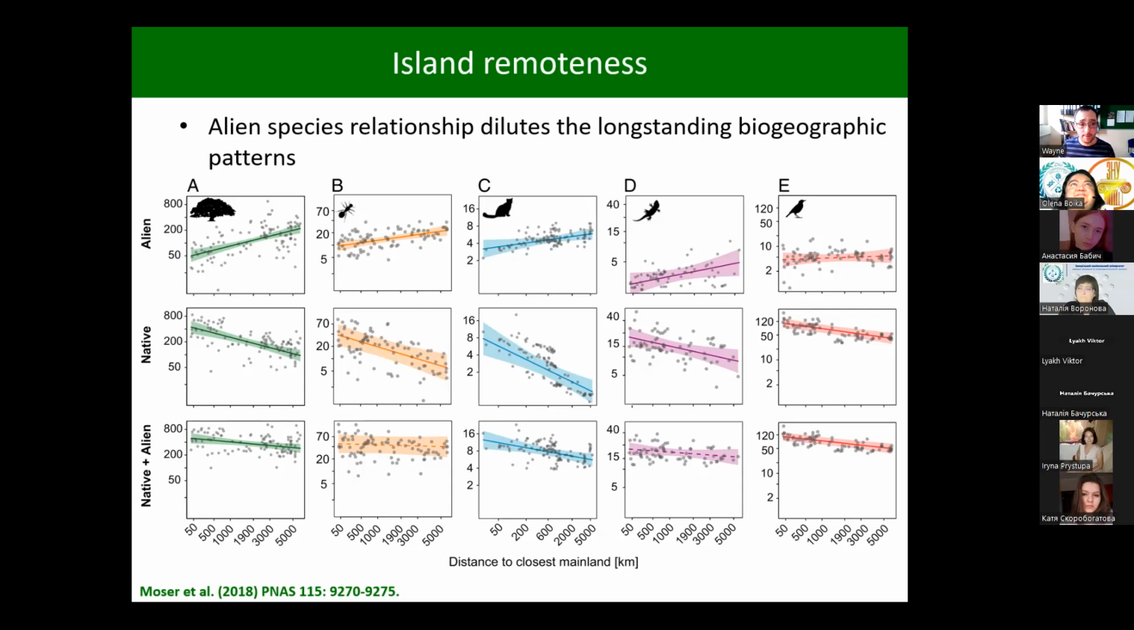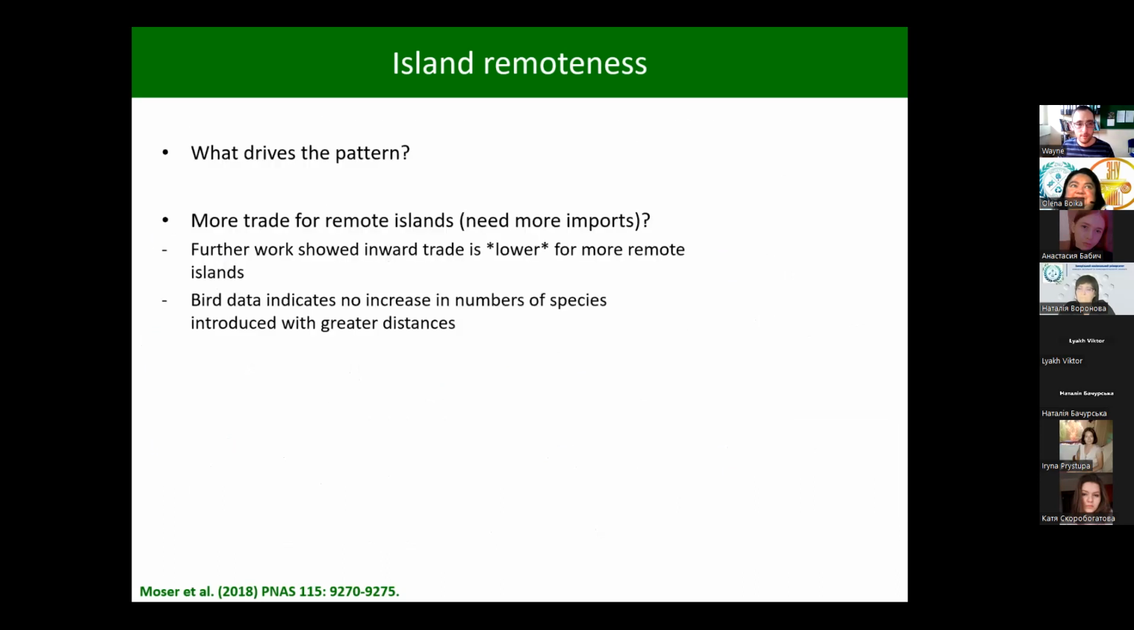So why is it that we have more species that are alien and establishing on these more distant islands? What drives that pattern? Well, we did do some further work behind the scenes in that particular study. But one theory is that there may be more trade for more remote islands, because as I said before, there are less useful species. We need to import more species for human use. And as a result, because you've got more introductions, you've got more established alien species.